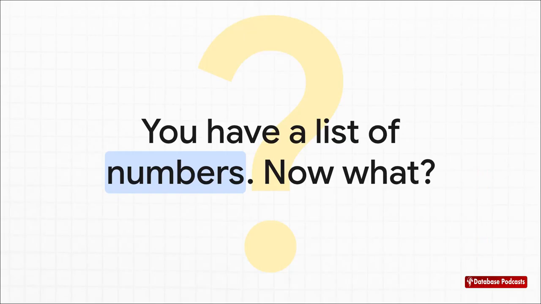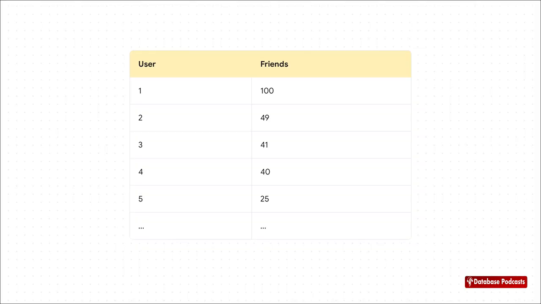Okay, let's just dive right in. So imagine you've got a data set. Maybe it's the number of friends each user has on some social network. The big question is, how do you take that raw list of numbers and turn it into something, well, useful? Right now, it's just a jumble of values, right?